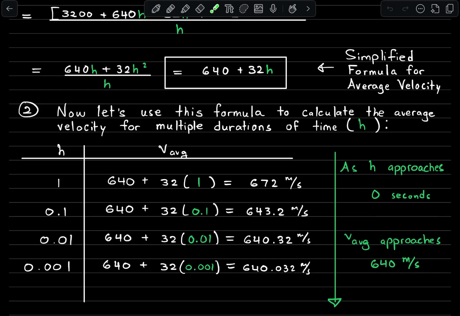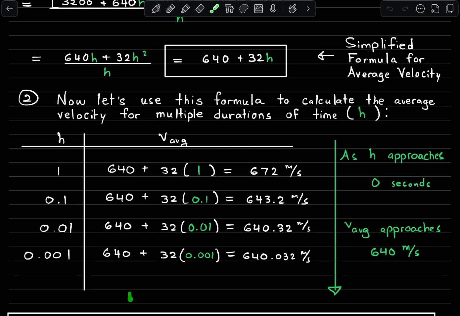And why do we want it to be 0 seconds? Because if we have a duration of 0 seconds, it's no longer the average velocity, it becomes instantaneous velocity. That's the velocity at exactly 10 seconds. 10 seconds and nothing else. Right? 10 seconds is the start point and the end point. That's why h is 0. The duration is nothing. That's what an instant is sort of defined as in this math.